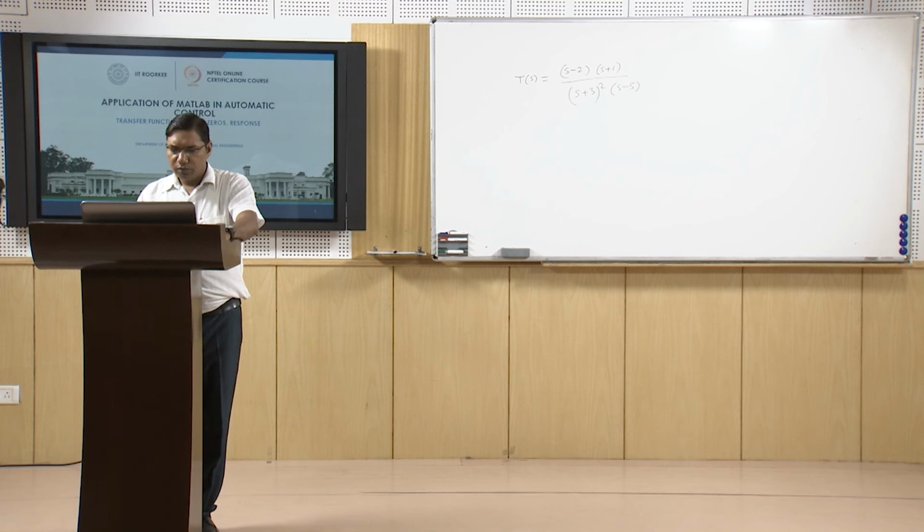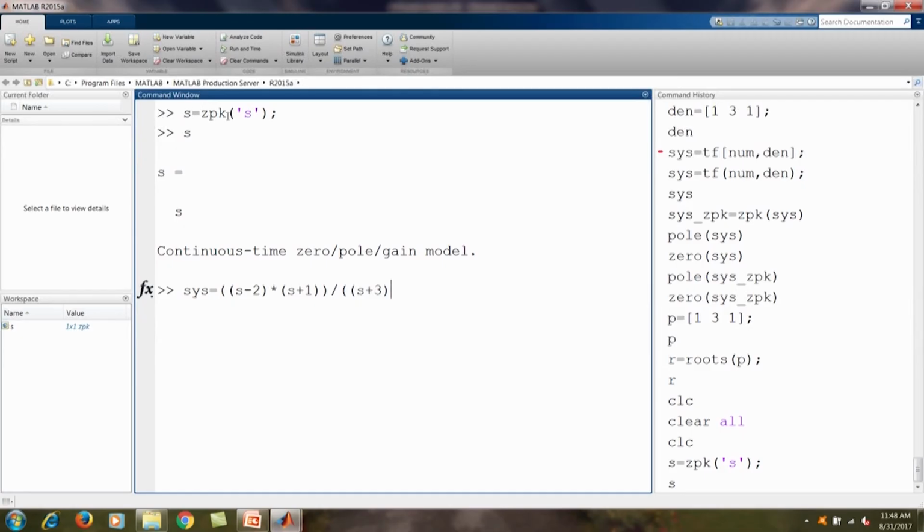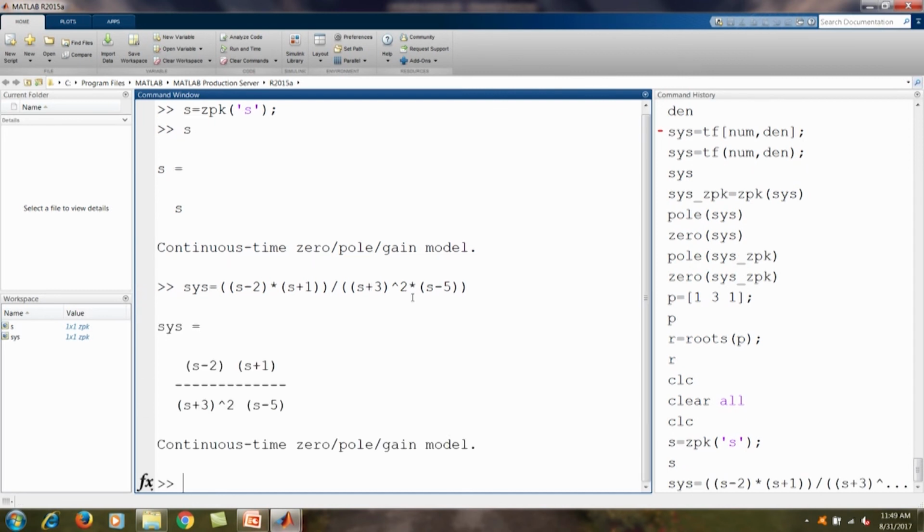Here we can define a variable s, that is s equal to zpk s. So s is the variable of this ZPK model, and then we type sys equal to s minus 2 into s plus 1 upon s plus 3 square into s minus 5. So here we have defined sys, that is s minus 2, s plus 1, s plus 3 square, s minus 5.